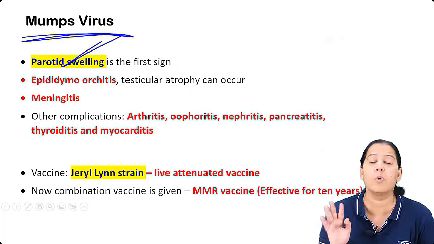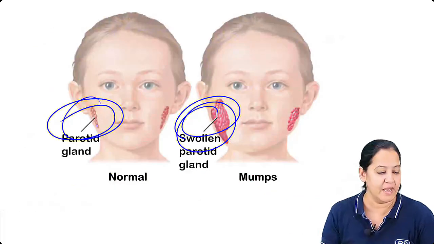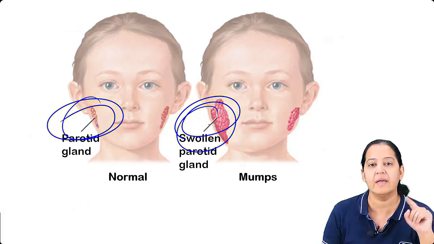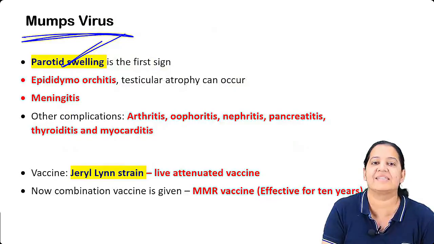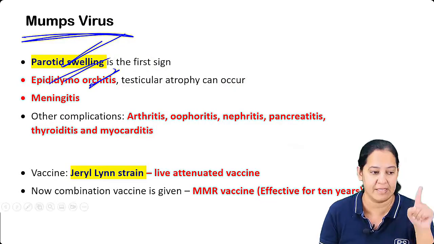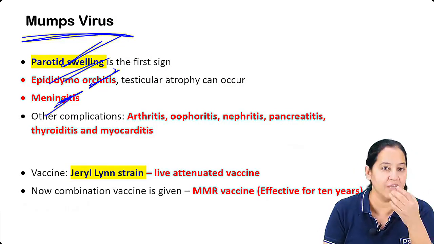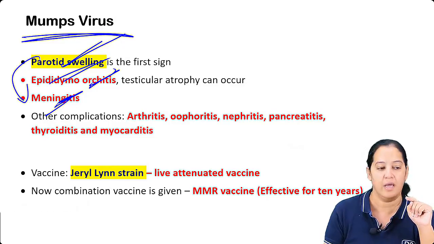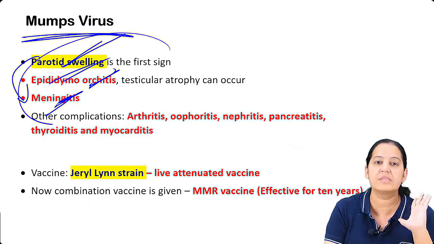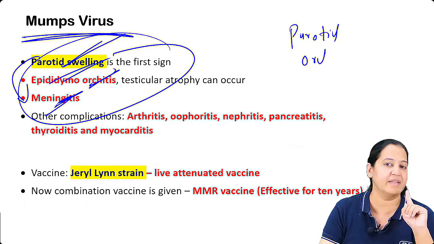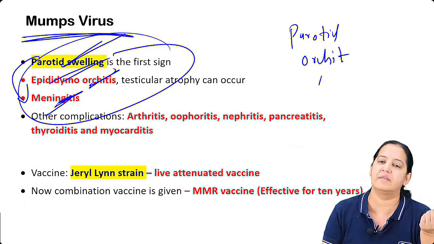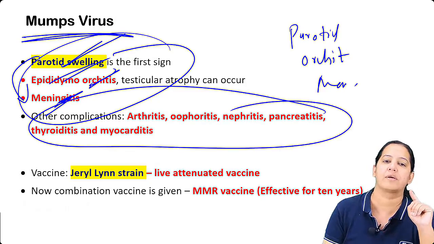The clinical course in mumps starts with the parotid swelling. After the parotid swelling, if it is a boy, the next organ is the testes: orchitis and epididymitis. After that, meningitis. If it is a girl, directly meningitis, since girls don't have testes. So learn the sequence. First parotid swelling, then orchitis and epididymitis, and then meningitis, followed by multiple organs.